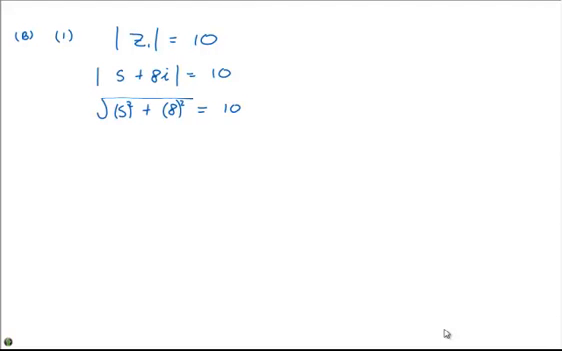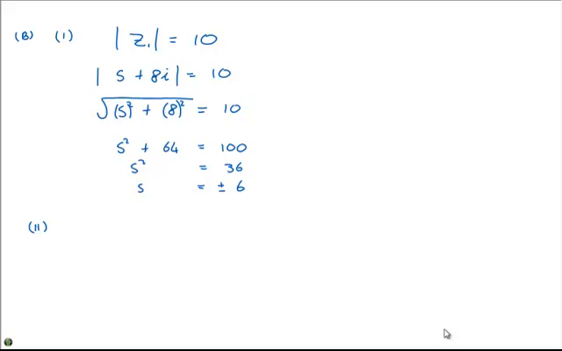Equals 10. You're going to square both sides, so s squared plus 64 is going to equal 100. s squared is equal to 36. s is equal to plus or minus 6. Really simple, really straightforward. You're given a little bit of a hint that there might be more values of s than just the one, because it says possible values. Alright then, on to part 2.